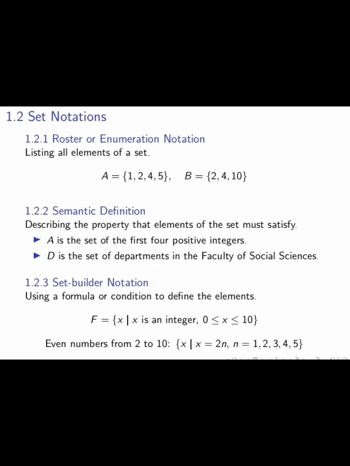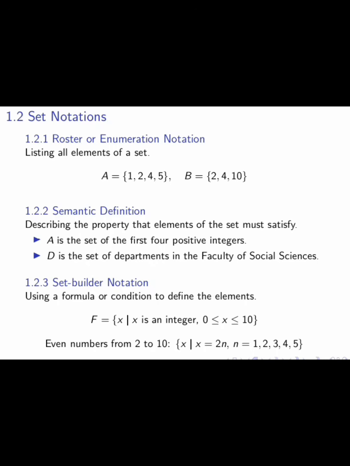Can we check? If you put n to be 1, you have 2 times 1, which is 2. If you put n to be 2, you have 2 times 2, which is 4. If you put n to be 3, you have 2 times 3, 6. If you put n to be 4, you have 2 times 4, 8. If you put n to be 5, you have 2 times 5, which is what? 10. So this is set builder notation.